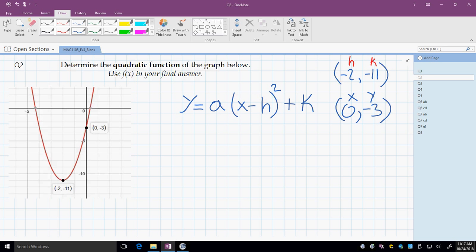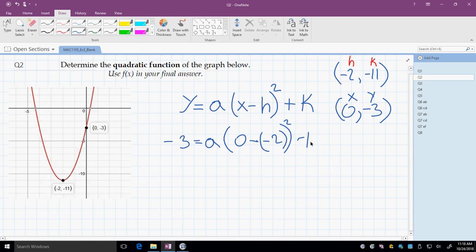Okay, now we're going to substitute everything but a. That's what we're looking for, and that's the only variable that we don't have a value for. So y is -3, and then x is 0. H is -2. Listen, these formulas are set up to get you, so be careful with the negative numbers. Always do your double parentheses and double signs and then fix them. And then k is -11.